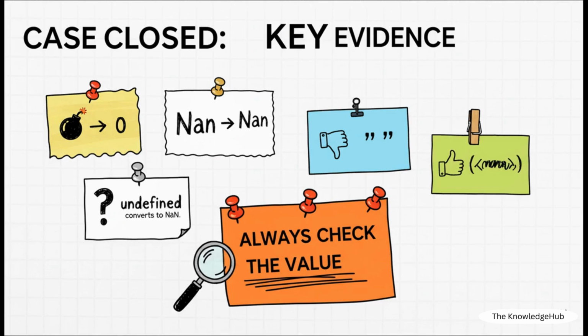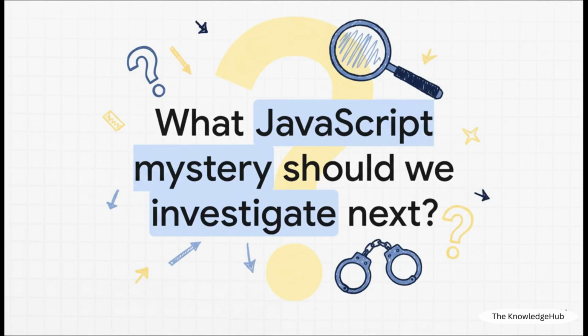The value null becomes 0, which is just wild. An empty string is falsy, but any string with content is truthy. And the single biggest takeaway from this whole investigation, after you convert something, always check the actual value, not just the type. That's how you'll avoid getting tricked by things like NaN or 0. And with that, the JavaScript conversion case is officially closed. Now that you know these tricky rules, you're so much better equipped to write solid, predictable code.